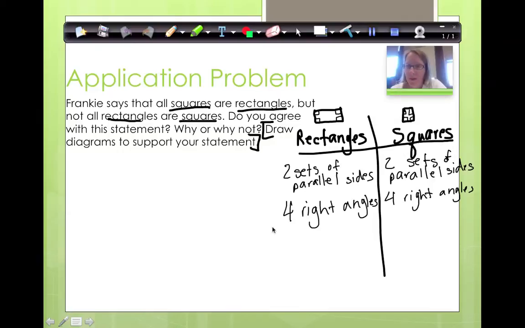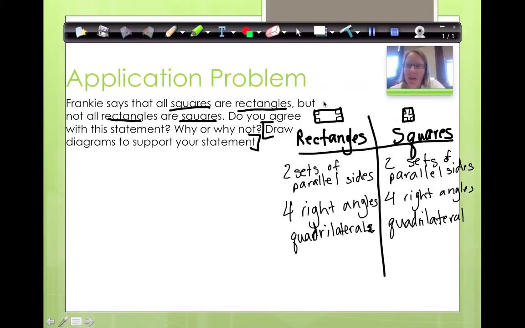How many sides? 1, 2, 3, 4. 1, 2, 3, 4. So they're both quadrilaterals. Quadrilateral. Okay?